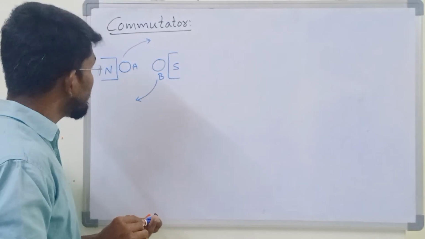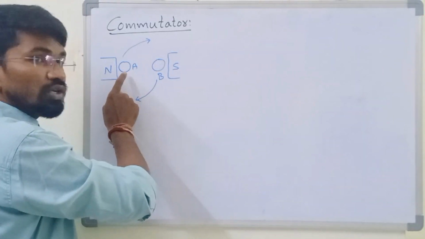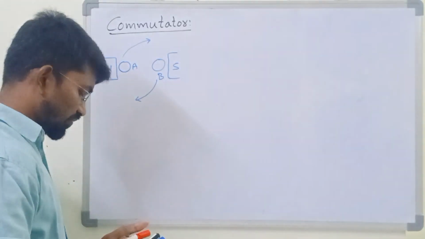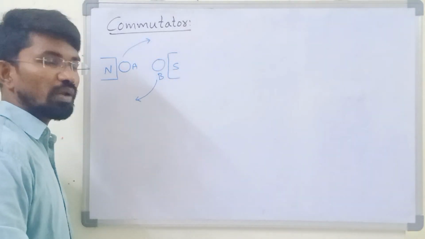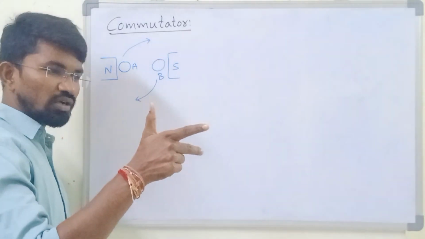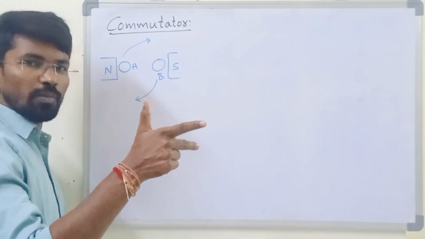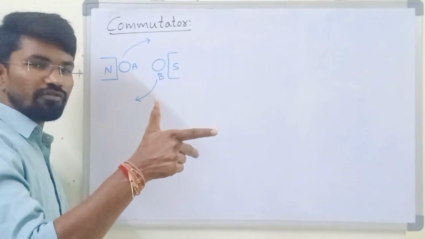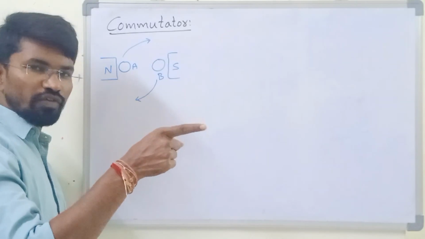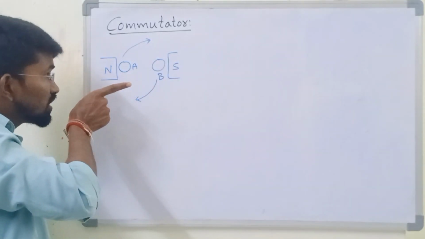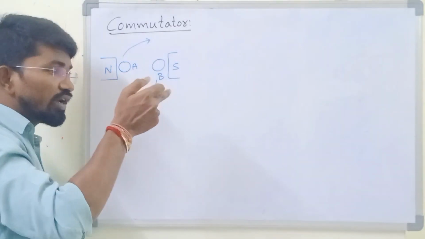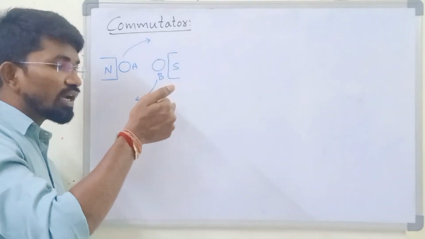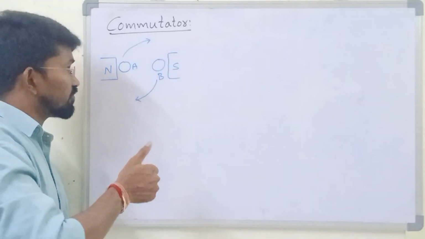Now, how do we identify the polarity of the induced EMF in these conductors? That is with the help of Fleming's right hand rule. Fleming's right hand rule means stretch your three fingers perpendicular to each other, where the thumb indicates the direction of conductor movement, the forefinger indicates the direction of magnetic field, that is from north pole to south pole, and the central finger indicates the direction of the induced EMF.